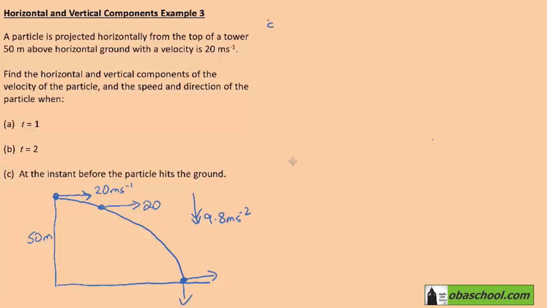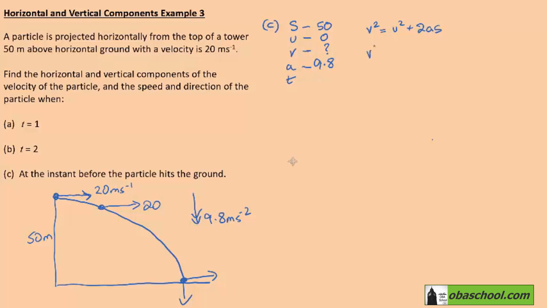So we think about suvat. This time it's covered 50 meters. The acceleration is 9.8. The initial velocity was 0, and the final velocity is what we're trying to find. Now we can do that straight away. So v squared is u squared plus 2as. There's not too much more to it. We don't actually need to know the time there or anything like that.